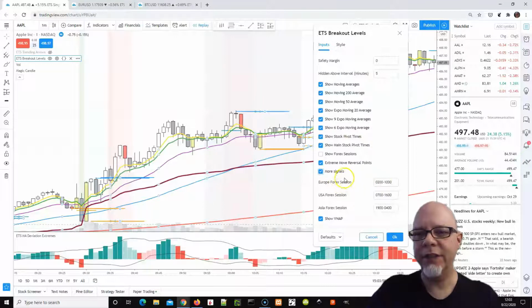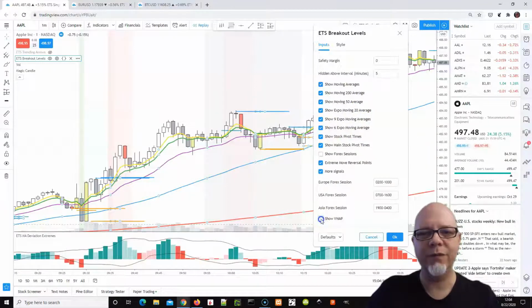The forex sessions are already pre-entered for you, but you have the option here to actually change them. And you also get an indicator for VWAP if you do stocks. That's probably something you would want. It's all built in here just for your convenience, and it's easy to turn on or off.